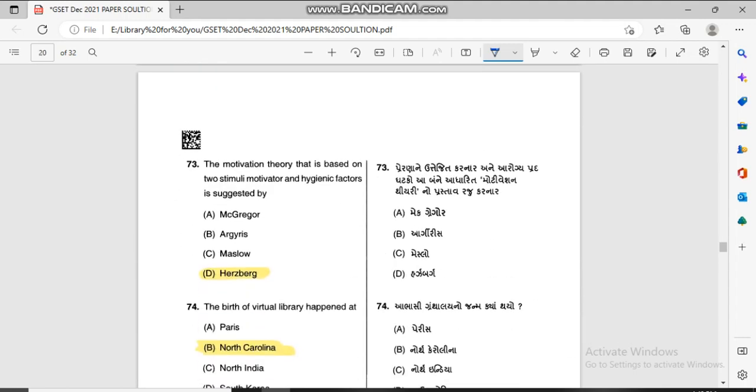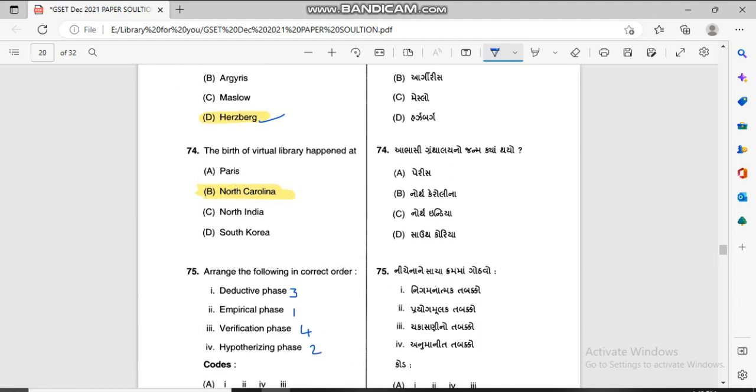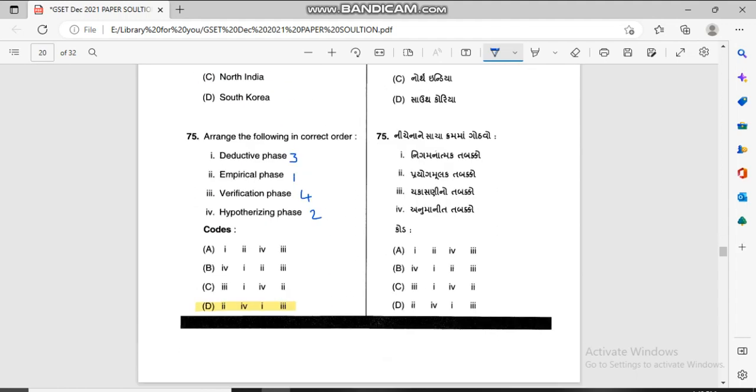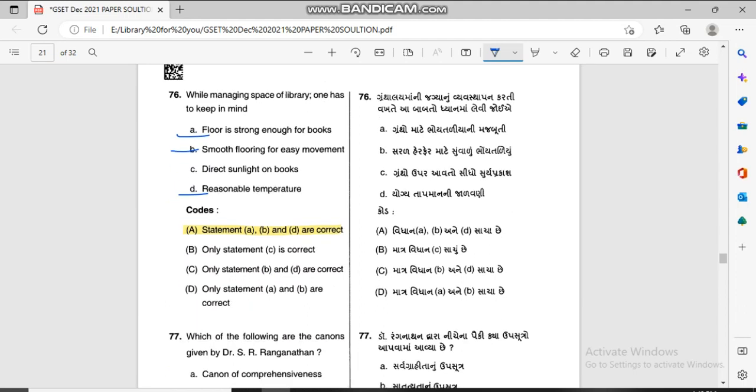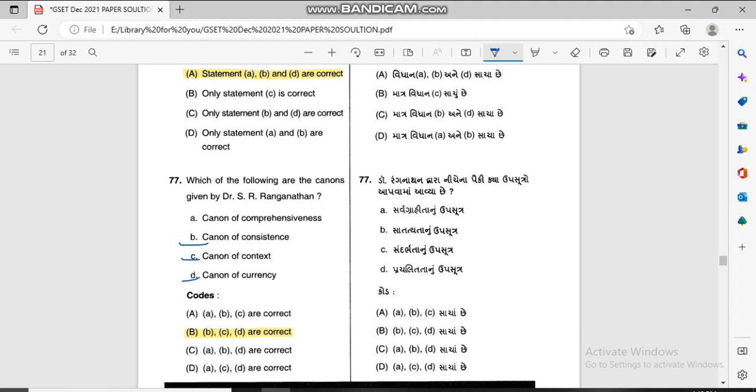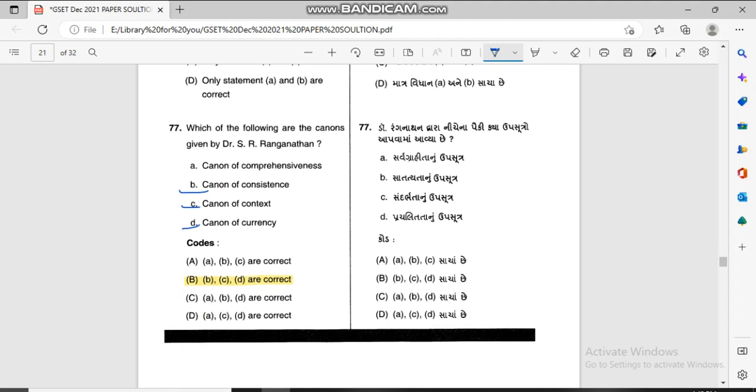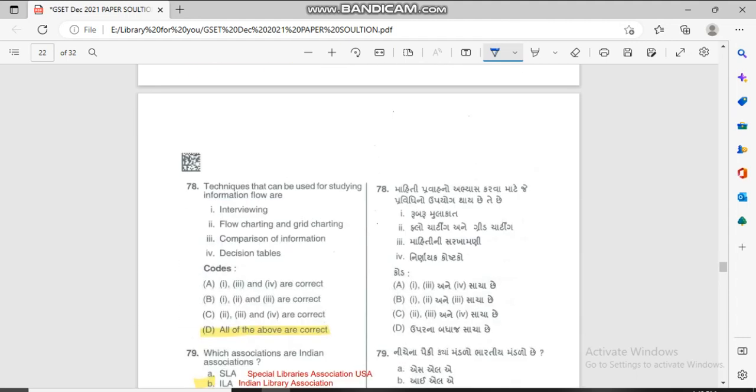The motivation theory based on two stimuli, motivators and hygiene factors, was suggested by Herzberg. The birth of the virtual library happened at North Carolina. Arrange the following in correct order: empirical phase, hypothesizing phase, deductive phase, and verification phase. While managing library space, one has to keep in mind that the floor is strong enough for books, smooth flooring for easy movement, and reasonable temperature. Which of the following are canons given by Dr. S.R. Ranganathan? Canon of consistency, context, and currency.